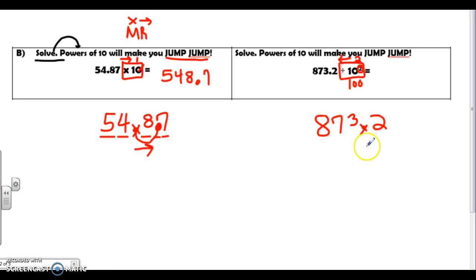So I'm going to exit out. I know I'm going to go to the left 2 jumps. So the first jump is going to jump over the 3. The second jump is going to jump over the 7, and that's where it's going to land. So when I write my final answer, it is 8.732. And I don't have a decimal point anymore between the 3 and the 2. That one moved. That's what jumped.